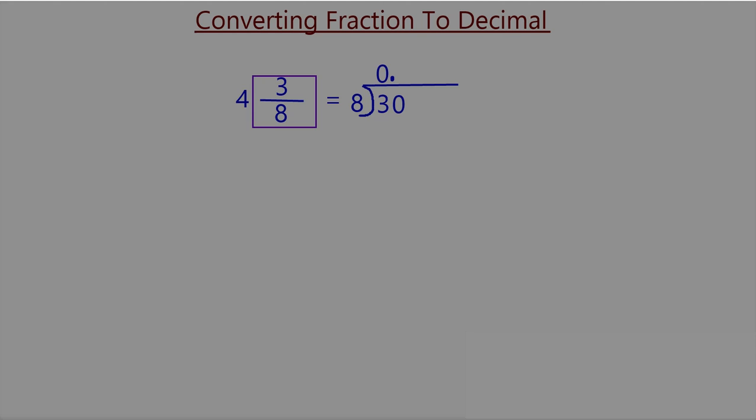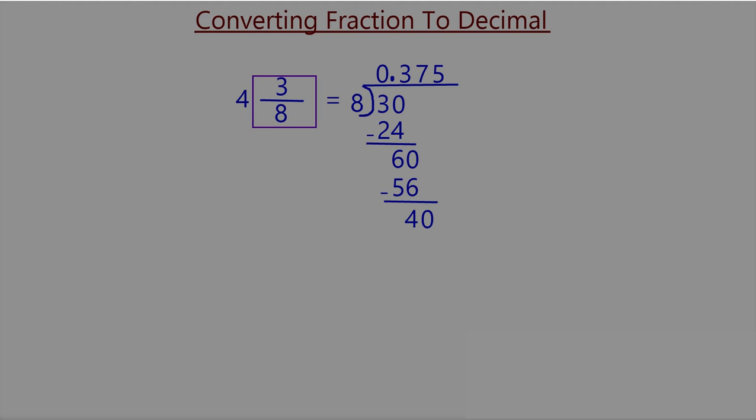30 divided by 8 we get 3. 3 times 8 is 24. 30 minus 24 gives 6. We place a 0 after 6. 60 divided by 8 gives 7. 7 times 8 gives 56. 56 from 60 equals 4. We place a 0 after 4, to make its value larger than 8. 40 divided by 8 equals 5.